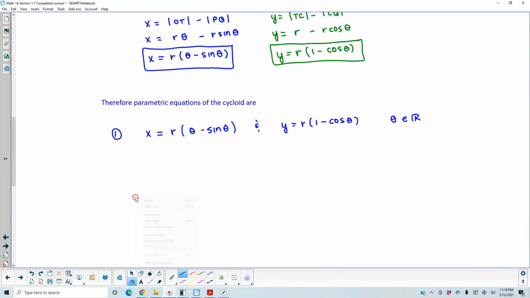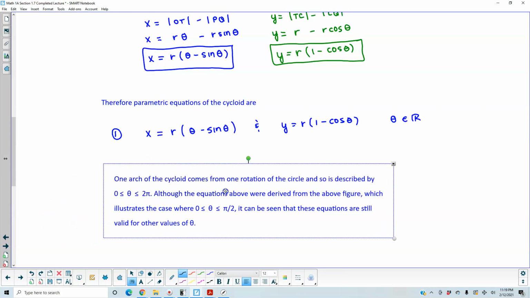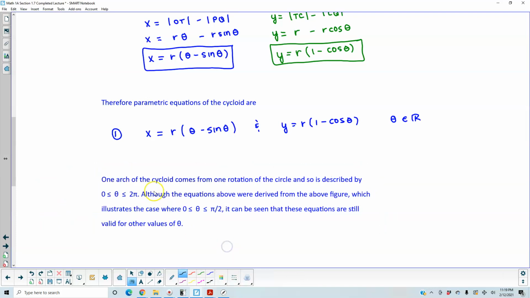And so let's go ahead and summarize this. What it basically states is that one arch of the cycloid comes from one rotation of the circle, and so is described by theta being in between 0 and 2 pi inclusive. Although the equations above were derived from the above figure, which illustrates the case where theta is in between 0 and pi over 2, it can be seen that these equations are still valid for other values of theta.